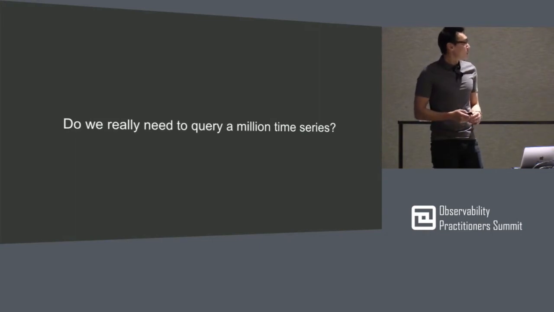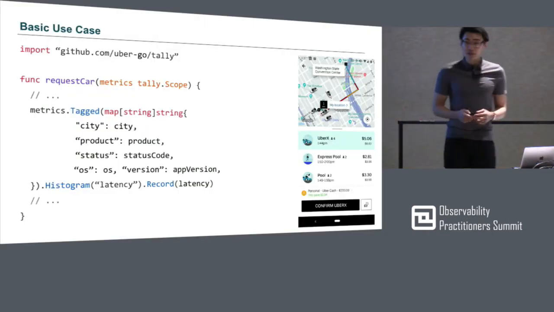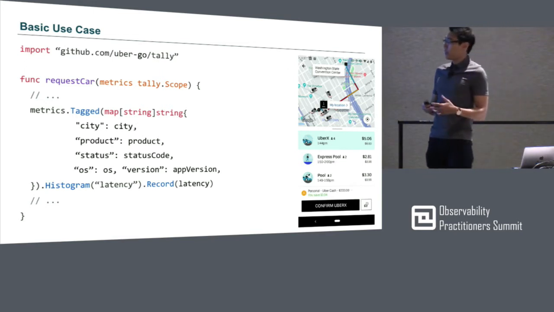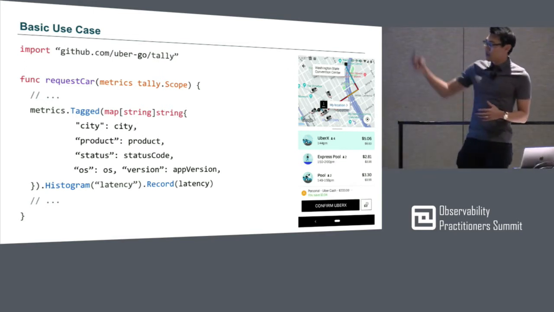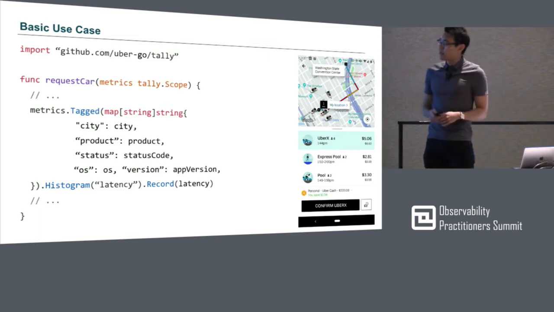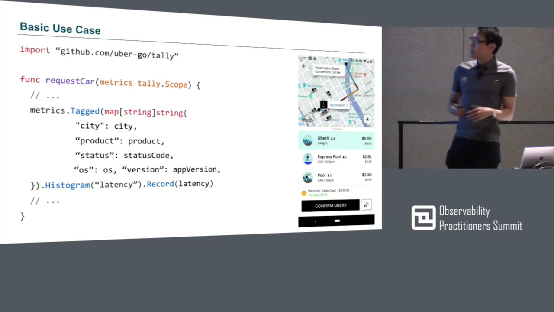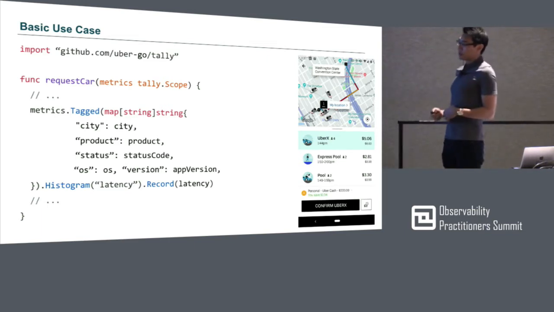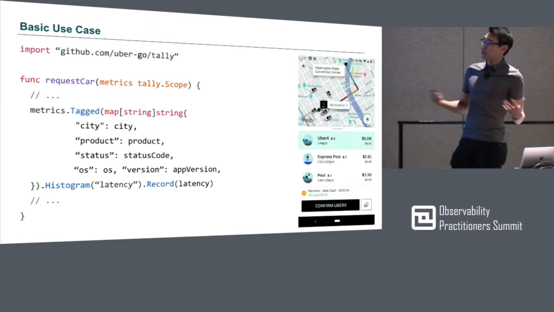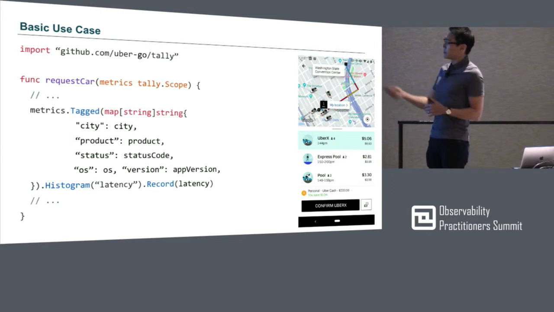Cool. So do we really need to query a million time series? Is it a real problem? So I hope you're all familiar with Uber, the product. This is not real production code, but let's pretend we had a function called request car, and we're trying to just emit a metric to figure out what the latency of that one function is, right? By the way, this is my really bad Go code. I don't write code these days.